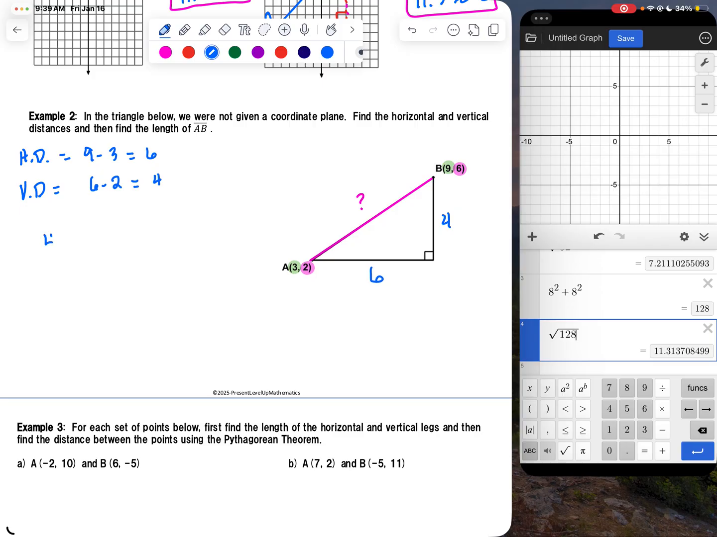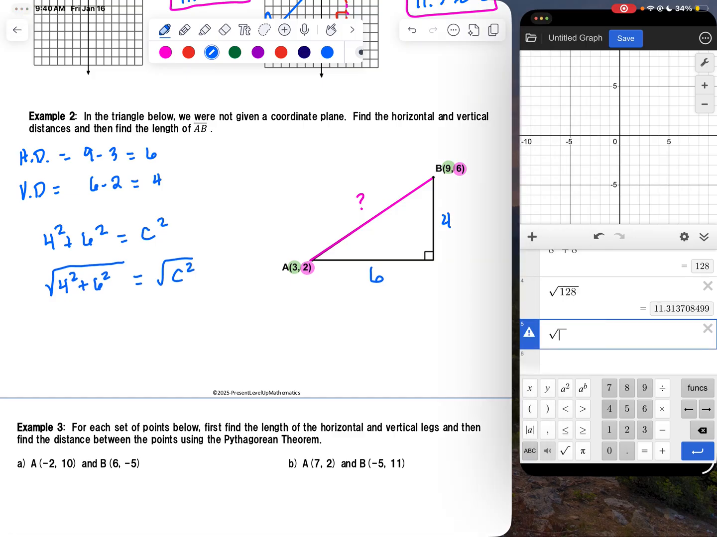So we'll just use our Pythagorean theorem again. 4 squared plus 6 squared is equal to c squared. Now I'm going to take a shortcut this time. If I take the square root of both sides, the square root of 4 squared plus 6 squared is equal to the square root of c squared, we can put that all in our calculator at one time. So square root of 4 squared plus 6 squared. And that gives me approximately a distance of 7.2 units.